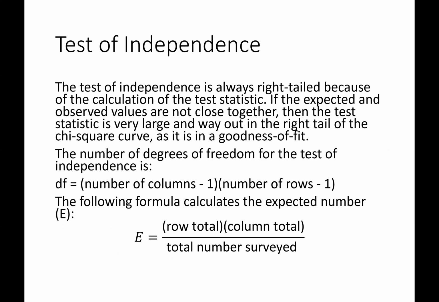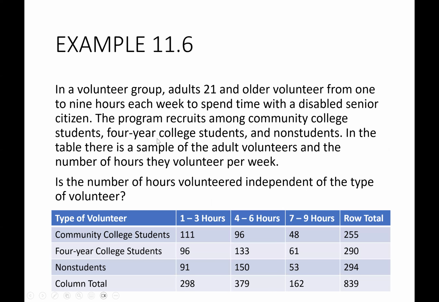The number of degrees of freedom for the test of independence is the number of columns minus 1 in your contingency table times the number of rows minus 1 in your contingency table. The expected value of each cell in your contingency table is the total of your row times the total of your column divided by the total number surveyed. All right, let's do this example.